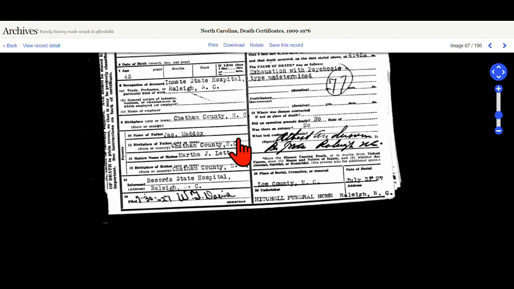But one thing you want to know when you're looking at this, again, remember, no husband was mentioned, yet there's a husband and children very much alive at this time point, is the informant. Look at this informant: it is the records from the state hospital.